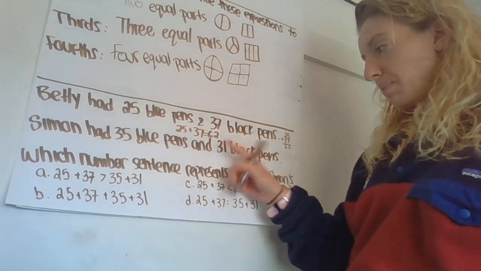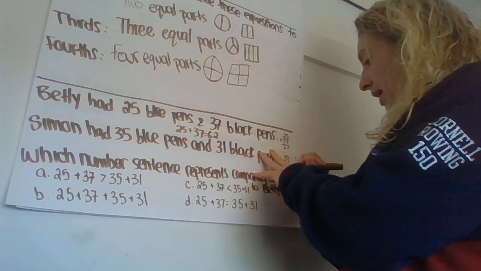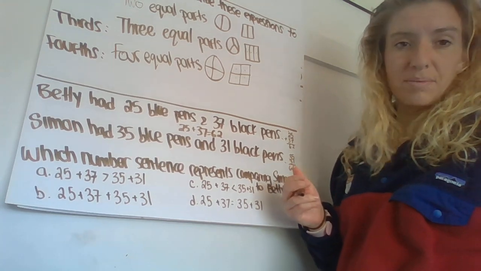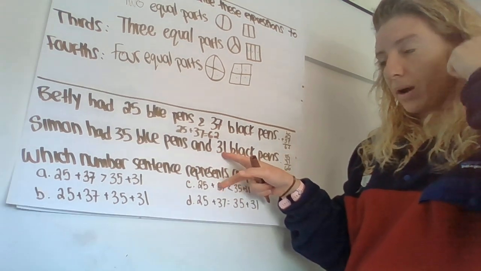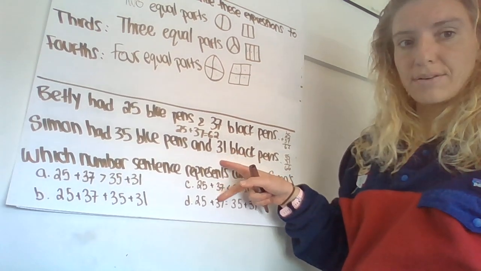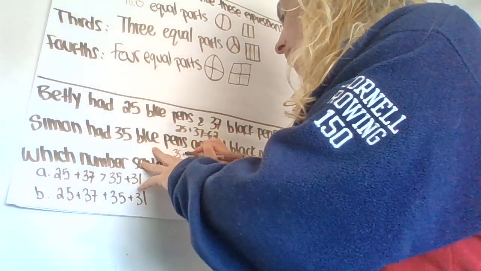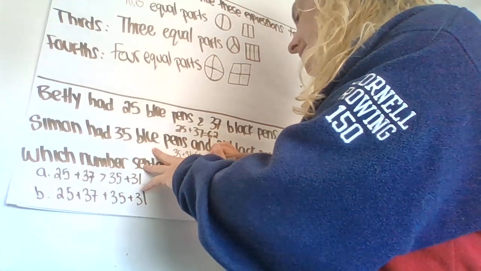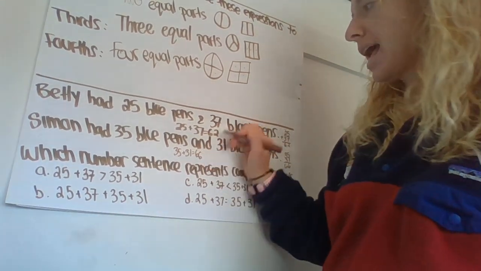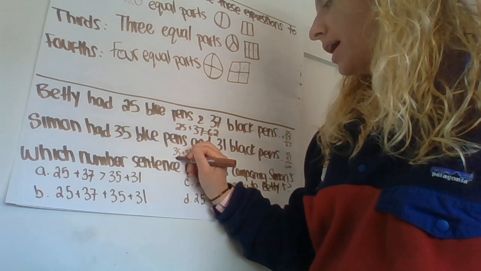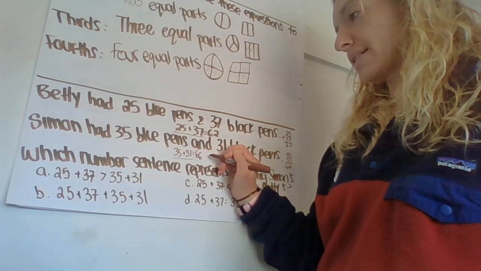Simon has 35 blue pens and 31 black pens. 35 plus 31 is 66. I did use the algorithm, but I honestly could have just gone, okay, 35, 45, 55, 65, and then one more, because I'm adding 31 instead of 30, would be 66. So Simon has 35 plus 31 equals 66. So now I know that Simon has more because Simon has 66 and Betty has 62. So I know 35 plus 31 is bigger than 25 plus 37.